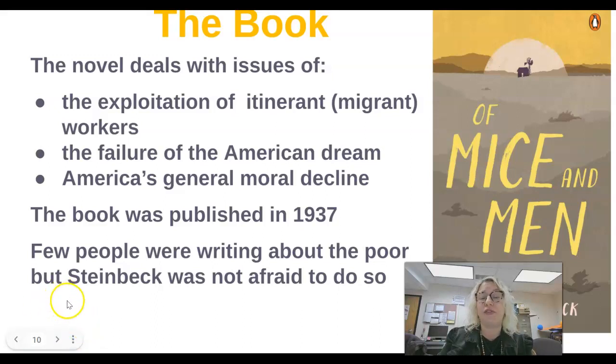I hope that you enjoy the first 16 pages as you read them. Make sure you answer the questions in 2.1 as you read. Good luck.